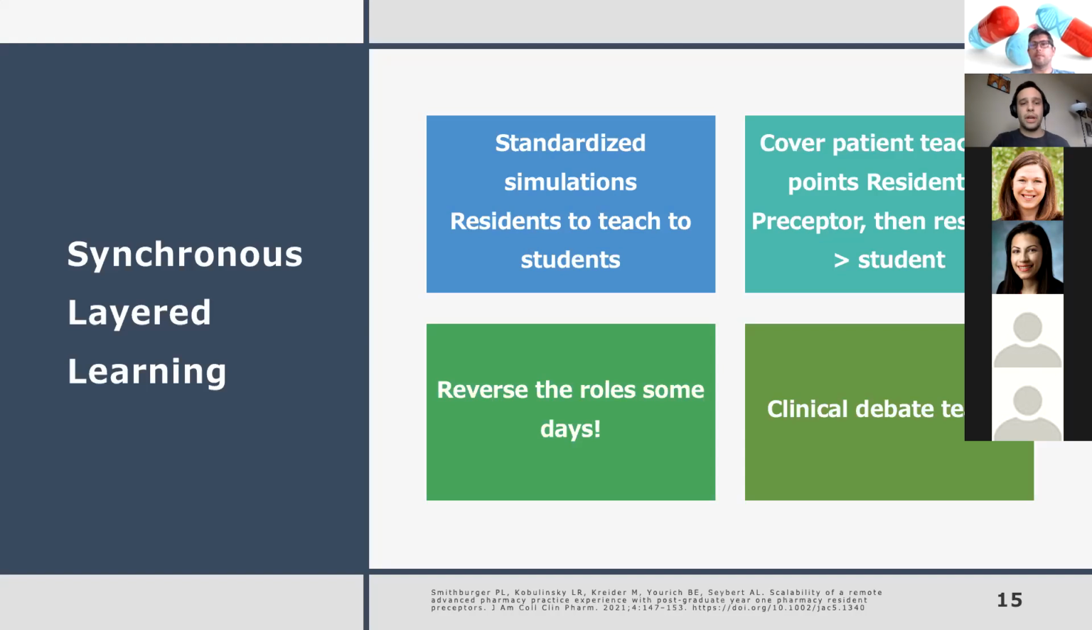Synchronous layered learning is really nice too. A lot of examples from the literature include things like standardized simulations. One institution developed some simulation cases that they would present to their residents, and then their residents would run through those simulation cases, work through them with the preceptor, and then in turn present the simulation cases to students. I thought that was akin to patient teaching points as well with layered learning, thinking about the preceptor and the resident doing card flipping, running through patient recommendations, and then the resident could then do that with the student in perpetuity.